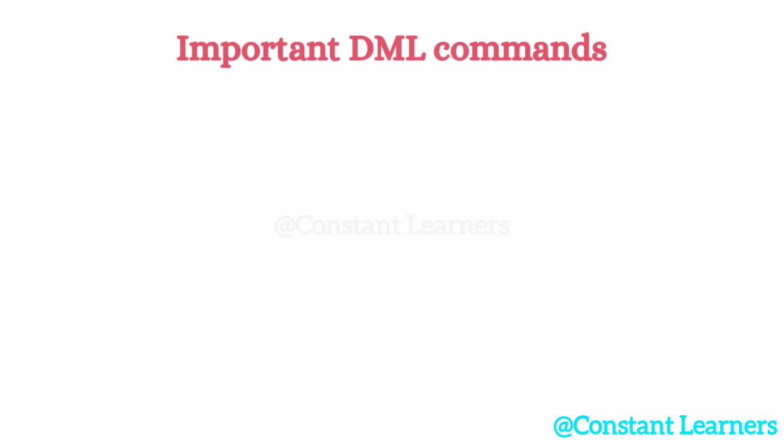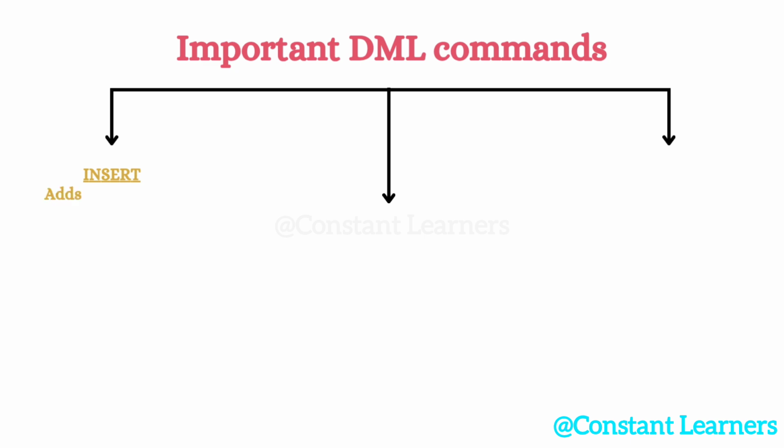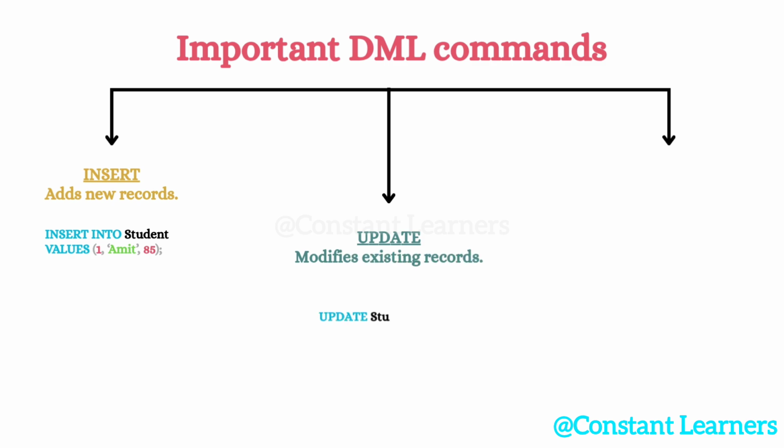Now, important DML commands are, first is insert. It adds new records. Insert into student. That means insert this data inside the student's table. Update. It modifies existing records. Update student set marks equal to 90 where ID is equal to 1. That means for whichever student the ID is 1, set the marks to be equal to 90. So we are updating the existing records.